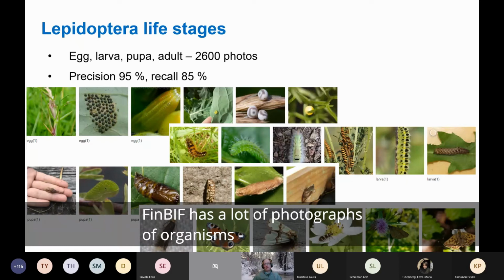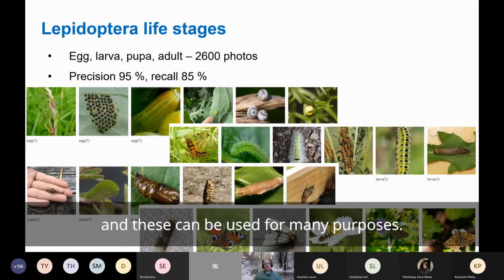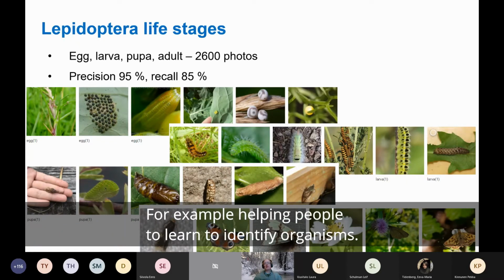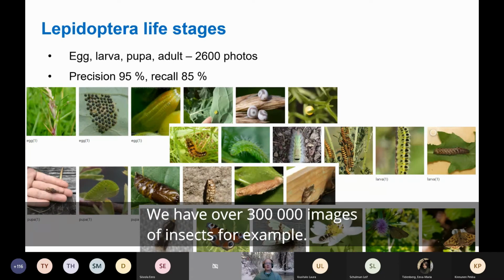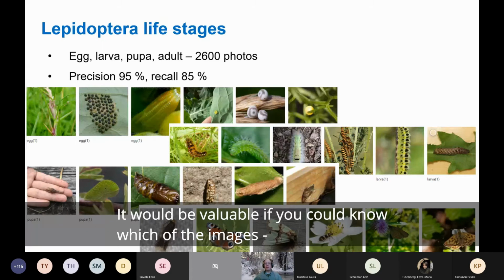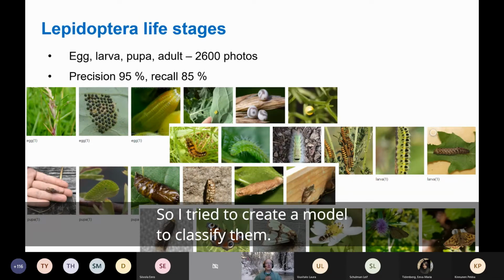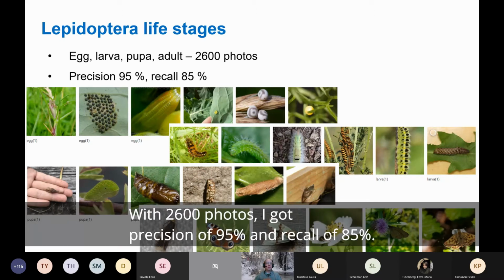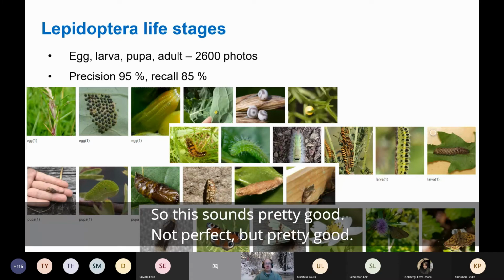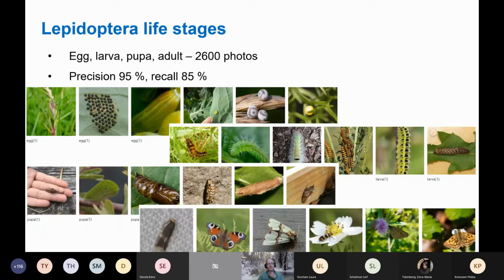FinBIF has a lot of photographs of organisms, and these can be used for many purposes. For example, helping people to learn to identify organisms. We have over 300,000 images of insects, for example. It would be valuable if you would know which of the images is about an egg, larva, pupa, and adult. So I tried to create a model to classify them. With 2,600 photos, I got precision of 95%, recall of 85%. So this sounds pretty good. Not perfect, but pretty good.